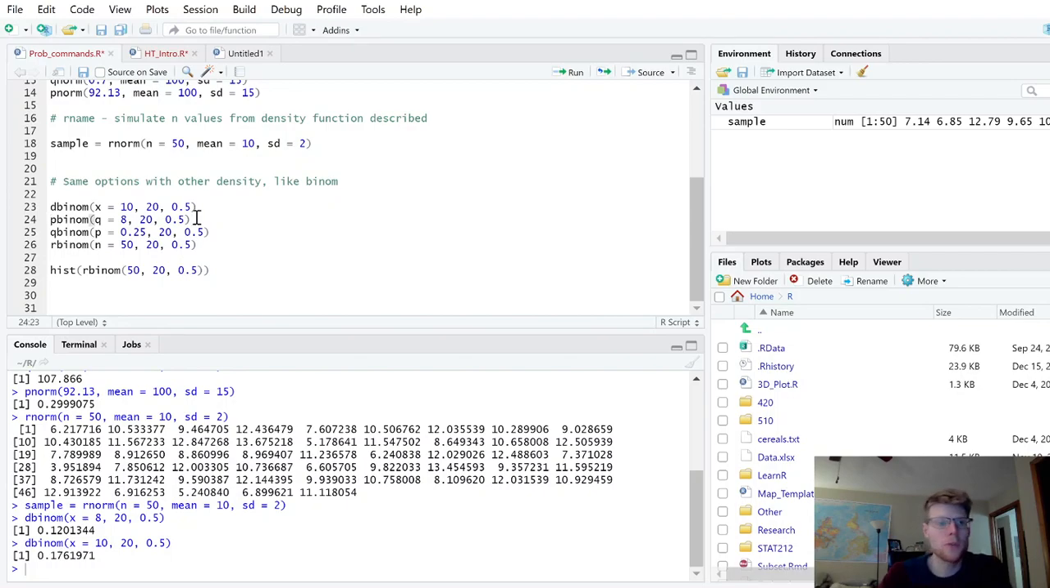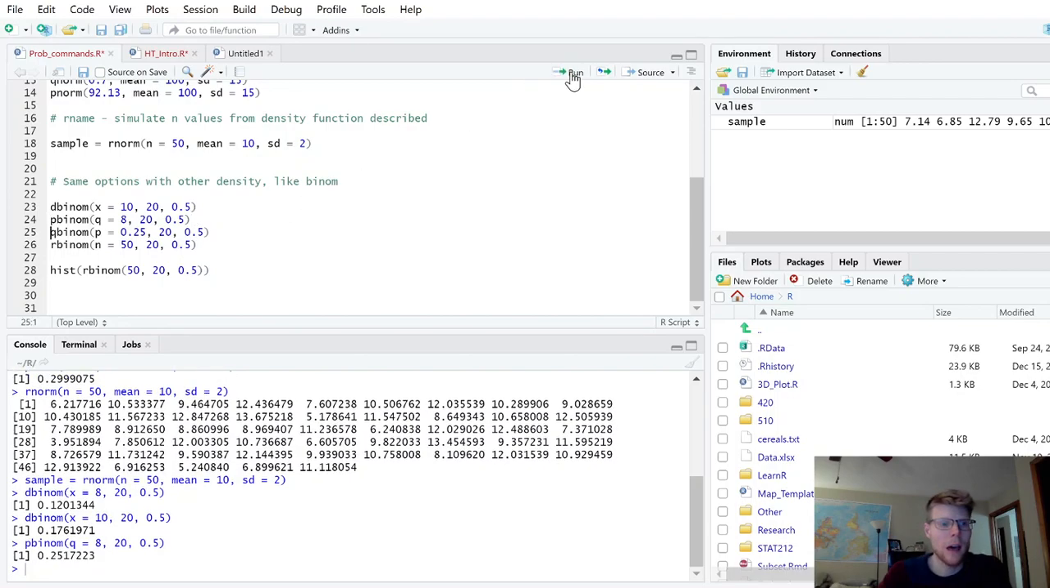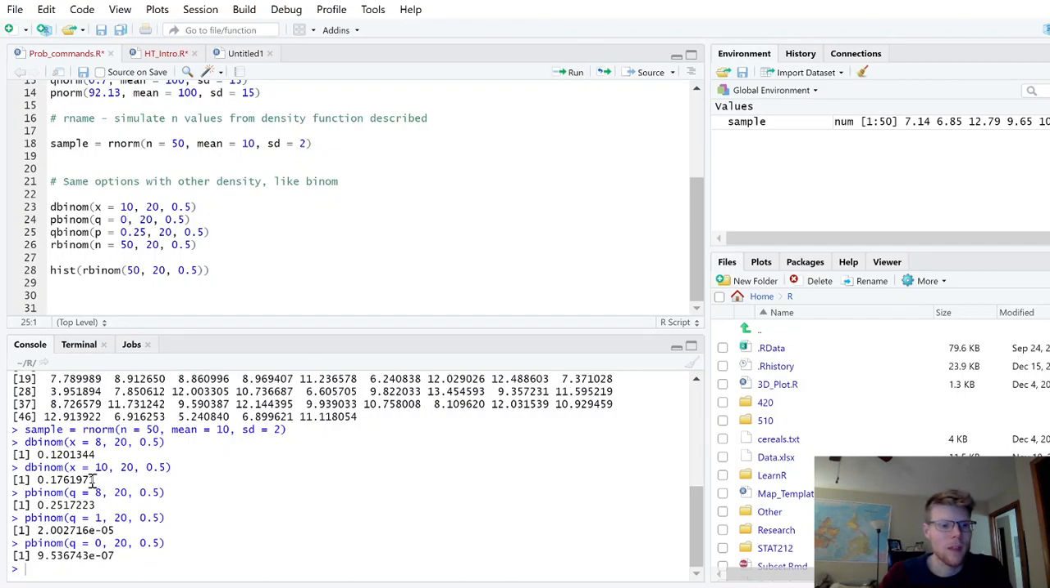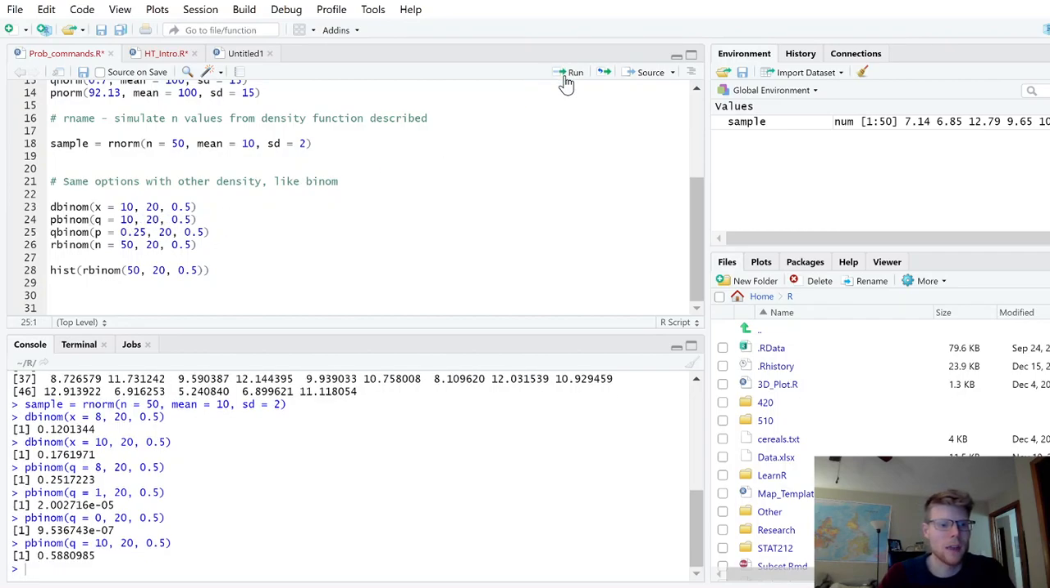pbinom will also work. It's going to find the probability below this point. I'm trying to remember off the top of my head if it includes 8 or not. So I guess I can test this out. If I put in 1, I get some value, but then I'd have to do 0 to know for sure because it's possible to get 0. So I still get a value, so I think it must include the value that you plug in as well. And I could also find this out if I plug in 10, because then I would get slightly more than 50%, which I do. So it's going to be the value up to and including the value that you plug in there.